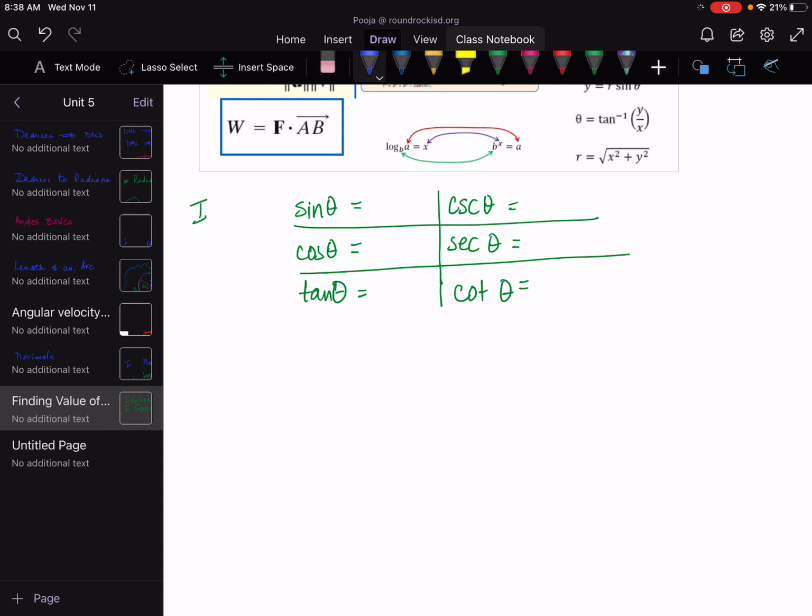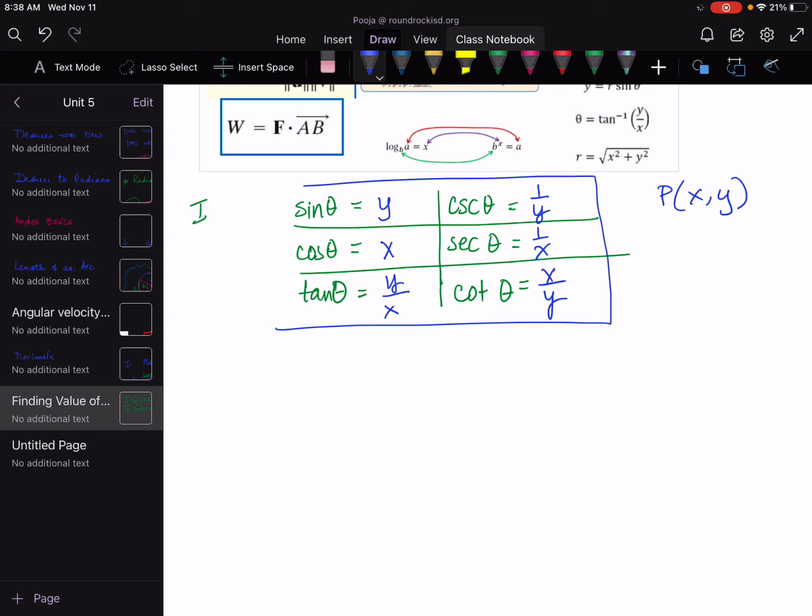The formula for these: given a point will always have an x and a y coordinate. Sine theta equals y coordinate, cosine theta equals x coordinate. Tangent is the ratio of y over x. And these other three are inverses of sine, cosine, and tangent. So cosecant will be 1 over y, secant will be 1 over x, and cotangent will be x over y. These are the 6 trig functions. Given a point, I would want to find them.